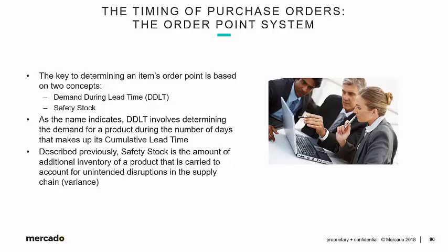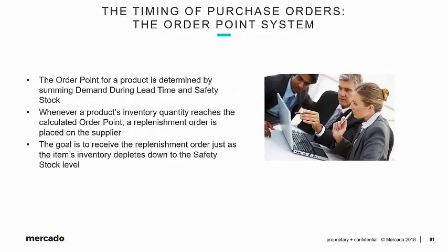Order point is also influenced by safety stock. And in bullet 3, we summarize a definition we gave previously. Safety stock is the amount of additional inventory of a product that is carried to account for unintended disruptions in the supply chain, what we've referred to all along as variances. A variance in the forecast, a variance in production capability of a vendor, and certainly a variance in lead time. This is the last slide in this section, and when we pick back up in section 16, we'll get into the actual calculation of the order point system.